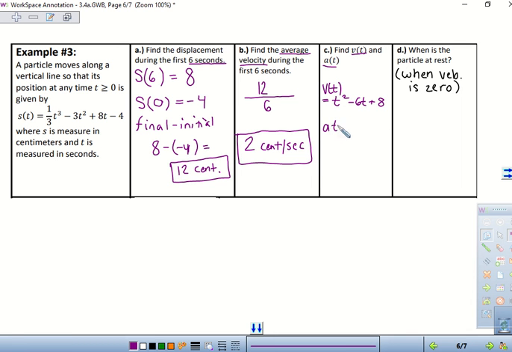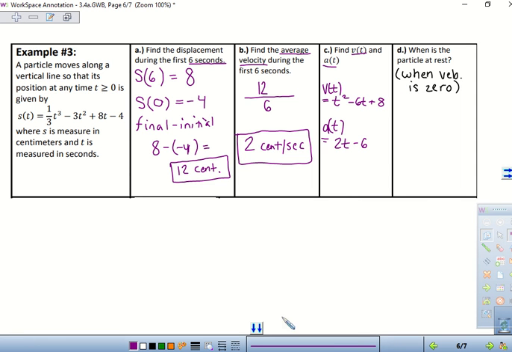Goes away. To find the acceleration, you're going to take the derivative of this function, which is going to be what? 2t minus 6. So that's the first derivative and then the second derivative. And then it says, when is the particle at rest?